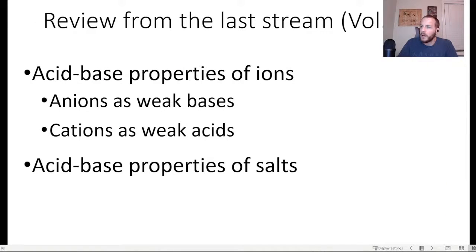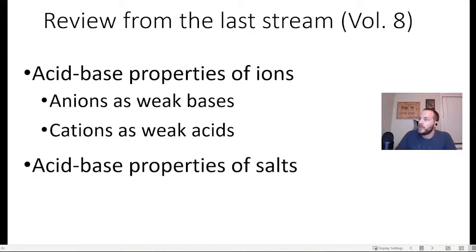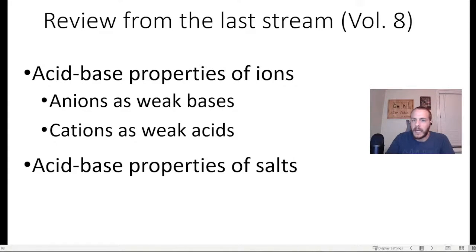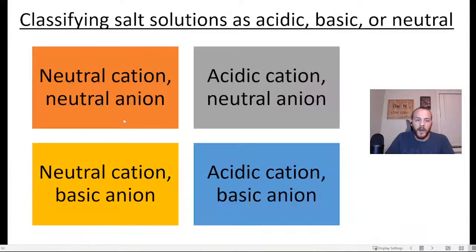And then we talked about the acid-base properties of salts. And remember, with salts, a salt is simply an ionic compound, a collection of cations and anions that overall are charge neutral. And with a salt, you basically just have four possibilities. You either have both your cation and your anion are pH neutral, in which case you will have a neutral solution. Another possibility is you have a cation that is weakly acidic and an anion that is neutral, in which case you'll have a weakly acidic solution. The third possibility is your cation is neutral and your anion is weakly basic, in which case you will have a weakly basic solution.